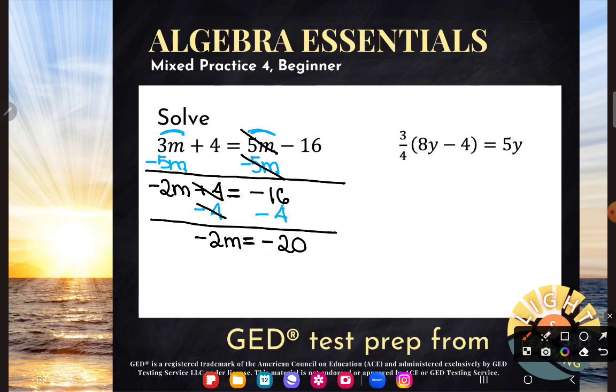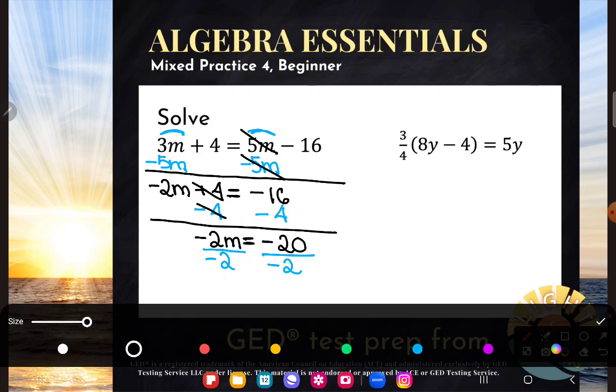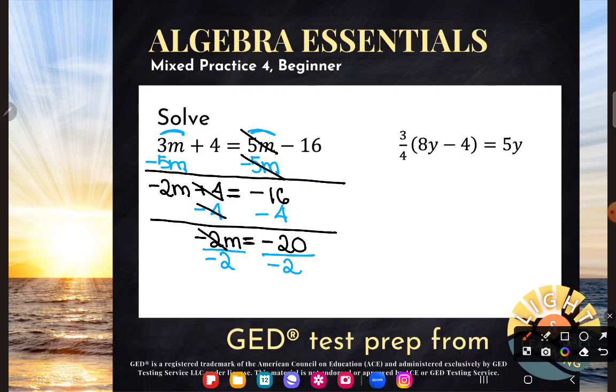Now, m's not alone. There's a 2 hanging out, but careful. It's not subtracting from m. The negative 2 is shoved up against m, so it's multiplying it. So if I want to break up that relationship, I have to divide by exactly what I want to get rid of. I can do whatever I want as long as I do it to both sides to keep those two expressions equivalent. Multiplying by negative 2 and dividing by negative 2 are opposites. They cancel. M's alone just like I wanted. And negative 20 divided by negative 2 is 10. M equals 10.